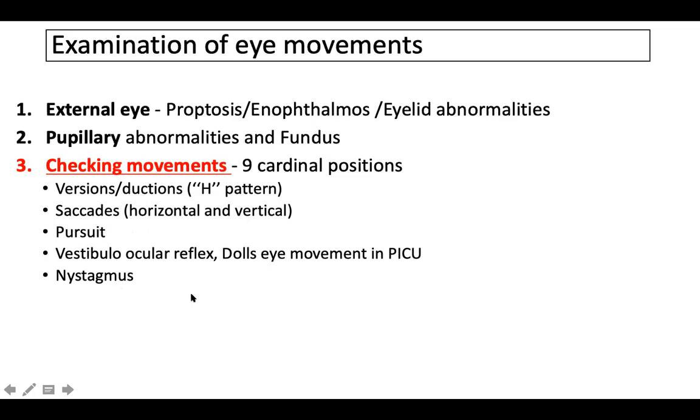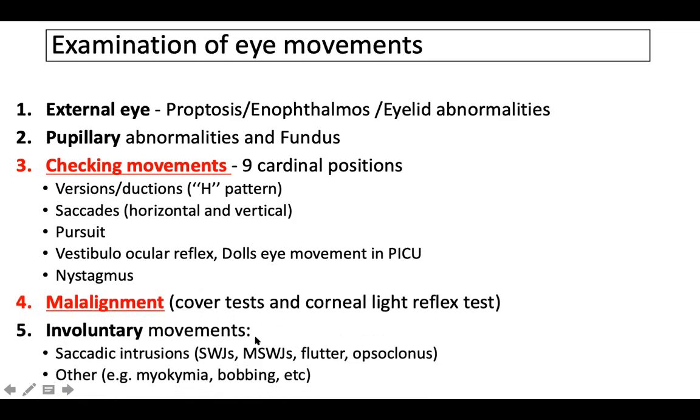In a comatose child, we should look for the vestibulo-ocular reflex or the doll's eye phenomenon. During the examination, we should also look for any involuntary or hyperkinetic intrusive movements like nystagmus. Once you have checked for movements, you can also look for any unusual malalignment of the eyes in case of a weakness, whether it is in-turned, out-turned or upturned eyes. You can further use simple tests like the cover test, alternate cover test and the corneal light reflex test to understand the degree of malalignment. Any unusual involuntary movements like saccades or nystagmus, unusual flutter or opsoclonus, ocular bobbing, ocular dipping, or ocular myokymia may be noted.